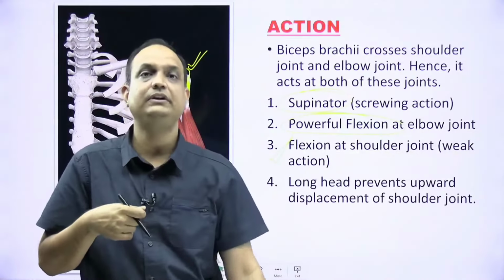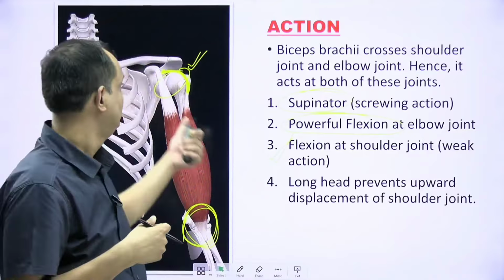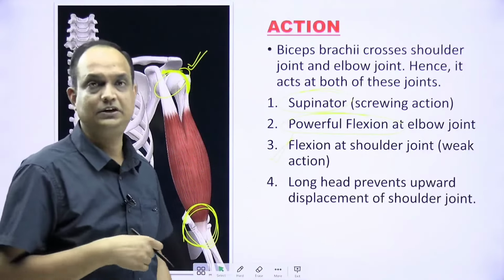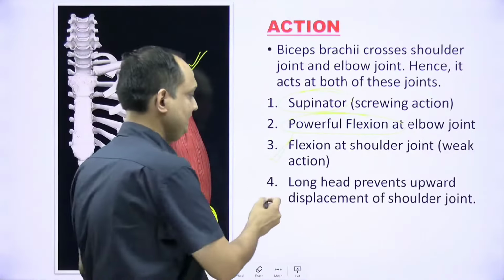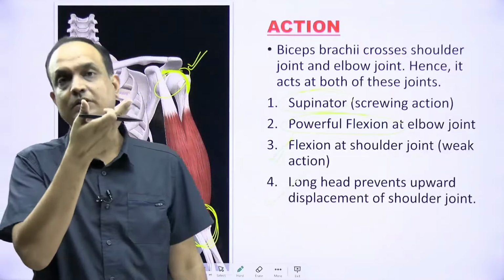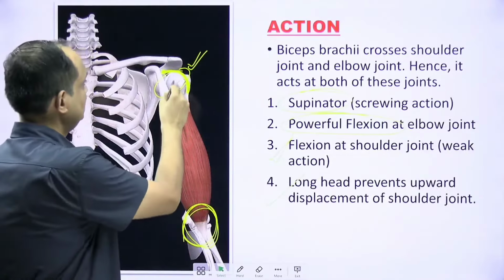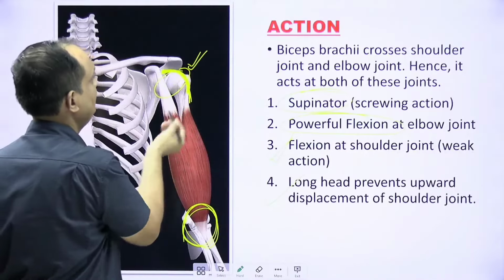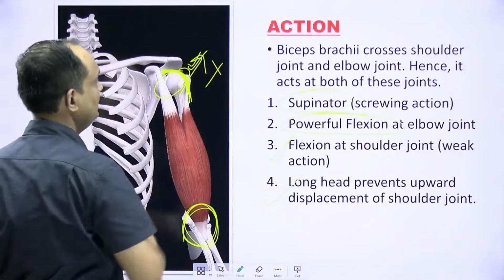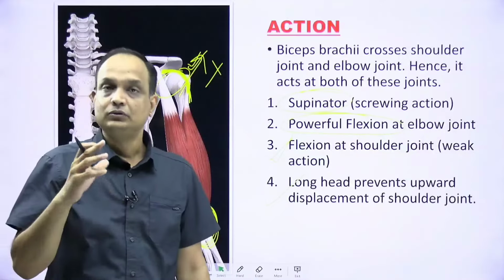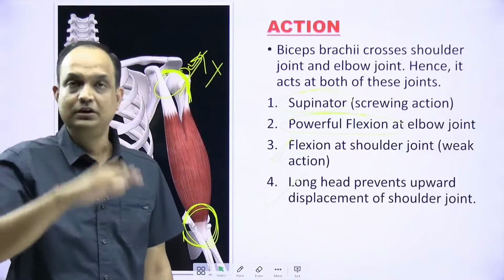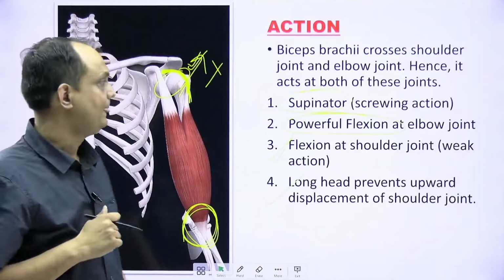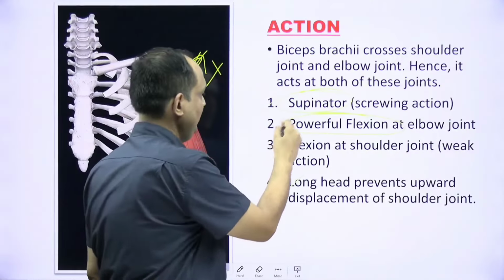Again, the flexion is a very weak action because it has a very small component here in relation to the action, and the long head prevents the upward displacement of the shoulder joint. Why? Because this long head is having this support here, so the upward displacement is not possible. That is why it is said that the shoulder joint has a tendency to downward dislocation, clear. Now, we will see these two main actions.